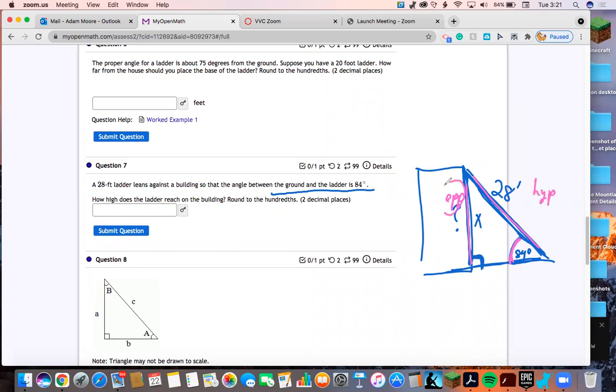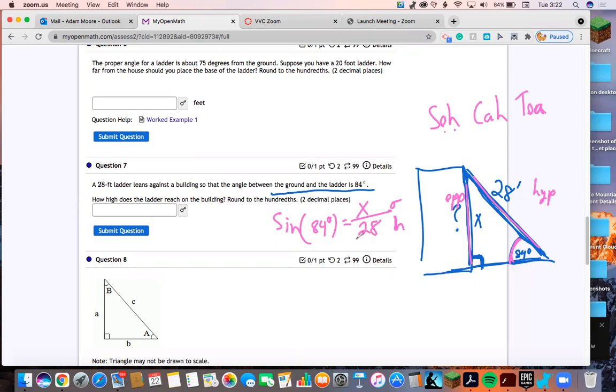Now by Sohcahtoa, that's opposite and hypotenuse. So that will be a sine ratio. Remember, Sohcahtoa, opposite and hypotenuse comes from the S ratio, the sine ratio. So we'll say, sine of 84 degrees, got the degrees this time, that's nice. Sine of some angle equals the opposite over the hypotenuse. And so opposite we don't know, hypotenuse we do know is 28.